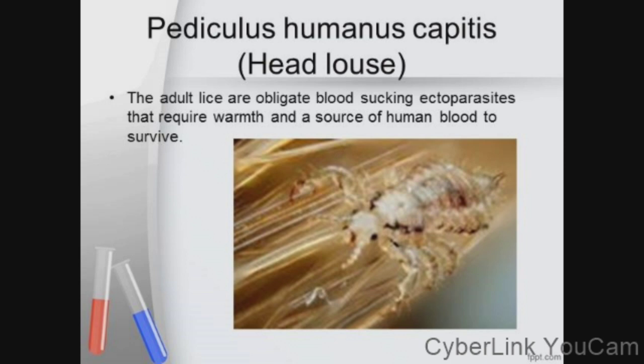Pediculus humanus capitis, or head louse. Adult lice are obligate blood-sucking ectoparasites that require warmth and a source of human blood to survive. Their place of feeding is humans, and children are susceptible. Transmission is by person-to-person contact, and they can only be found in the hair, and they will die if separated from the human host for 24 hours.